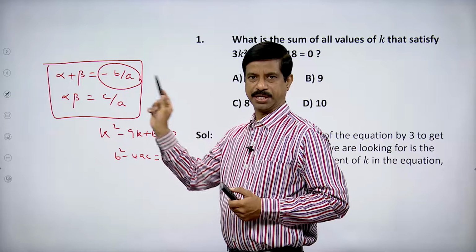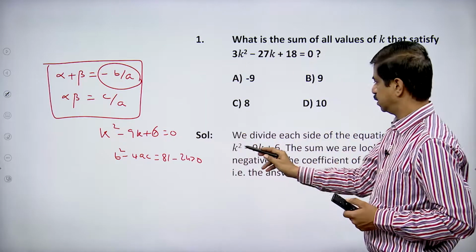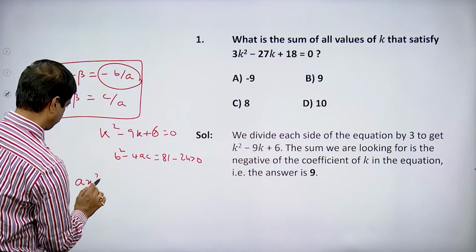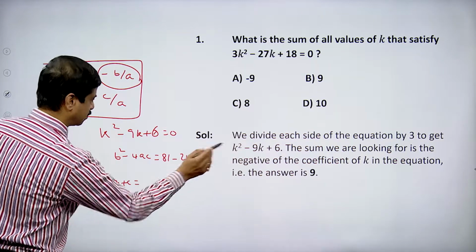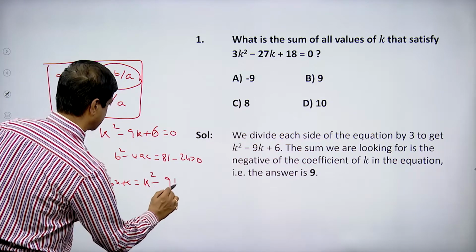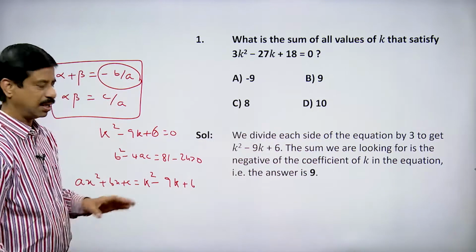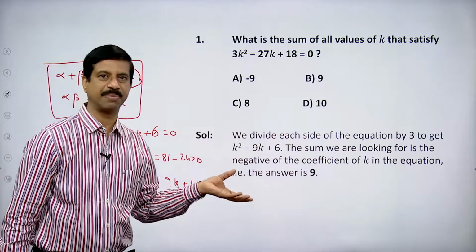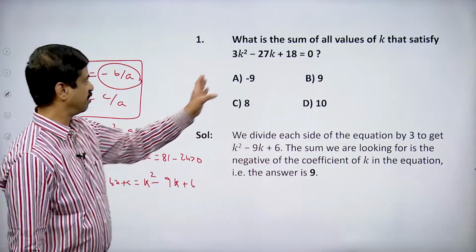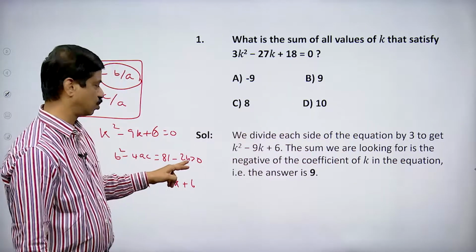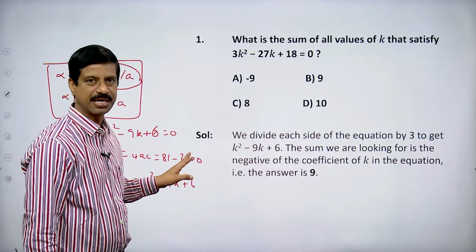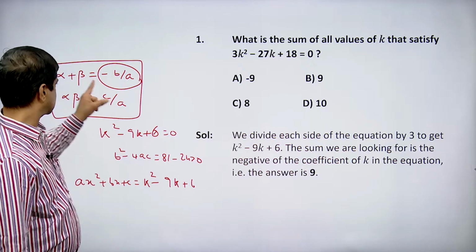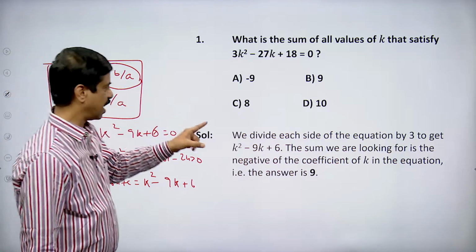Minus b by a. So what is a here if you compare this with ax square plus bx plus c equal to 0, you got it as k square minus 9k plus 6. According to our problem, x and k are the same. Whether represented by x or k, it's okay. So different values of k means how many values of k did we get? Two values, because we are getting the discriminant greater than 0. When the discriminant is greater than 0, two roots, the sum of the roots is minus b by a. So minus b is what?